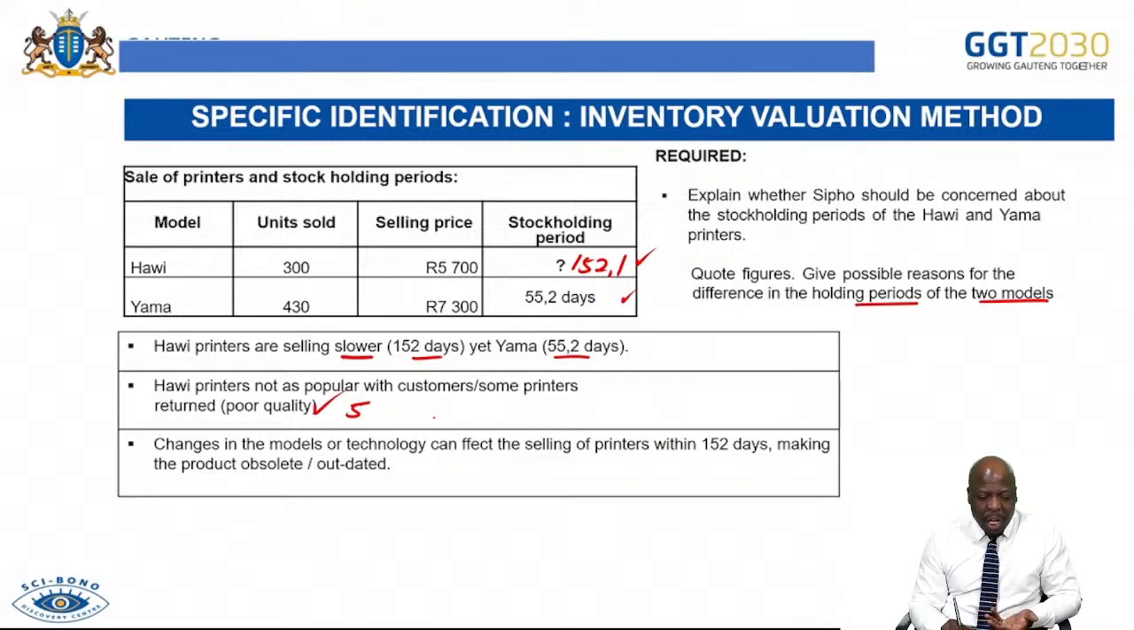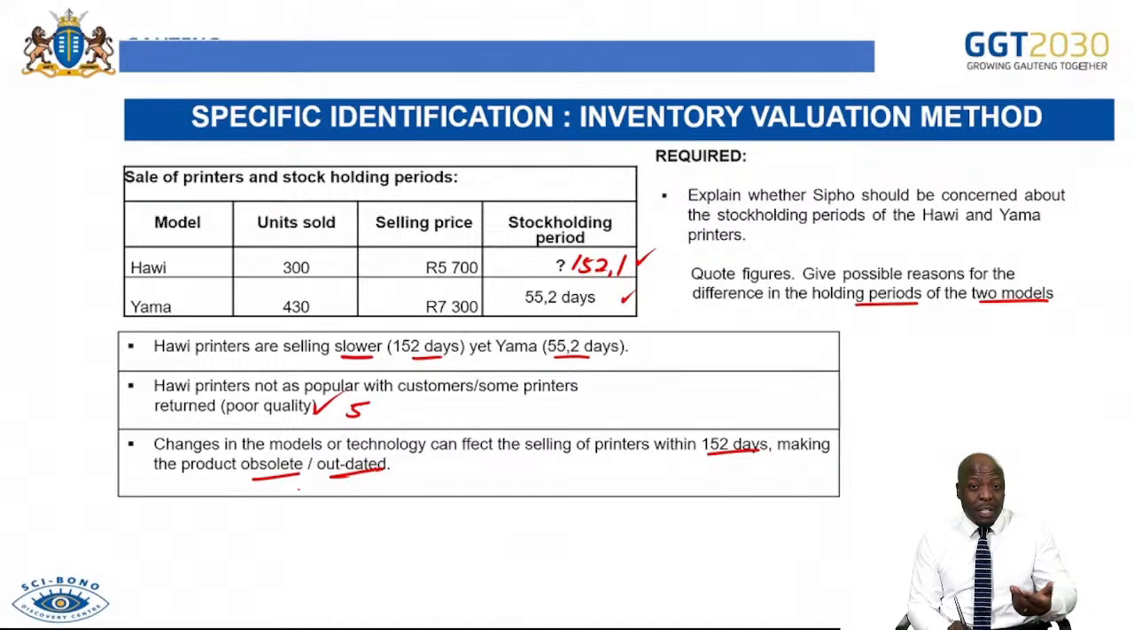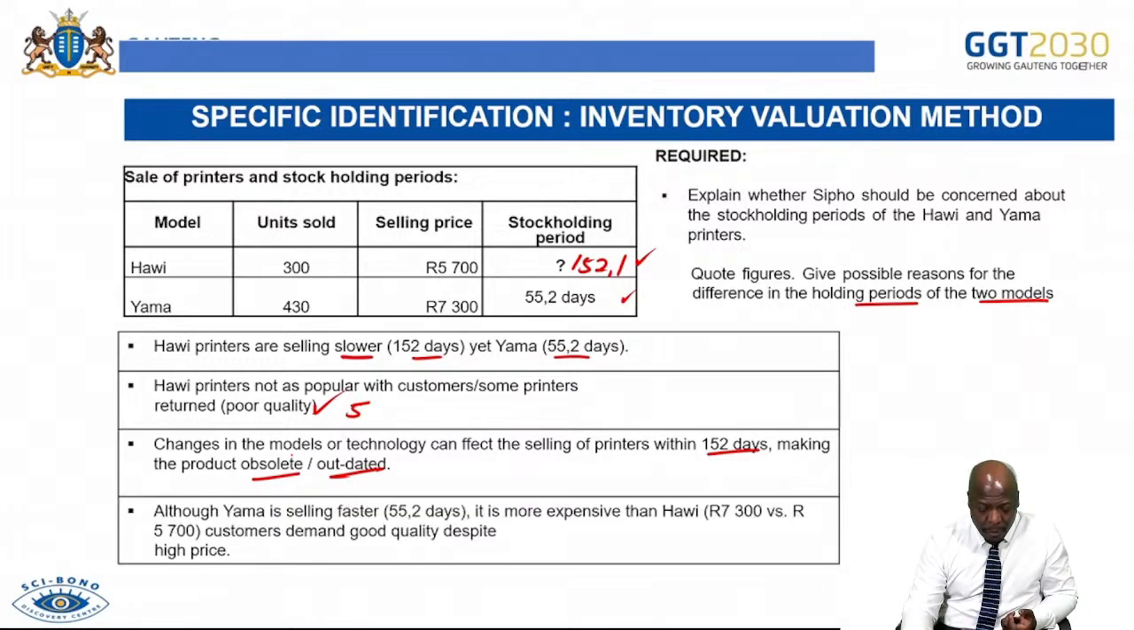And then if there are changes in technology, it will affect the selling of the printers. So if there's any change in technology which takes place within the 152 days of us holding this stock, it will make it very difficult to sell these printers, as they may be outdated, obsolete, because there'll be new technology then. Therefore, it becomes difficult to sell these Howie printers.